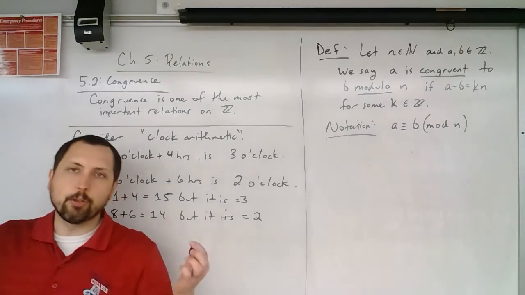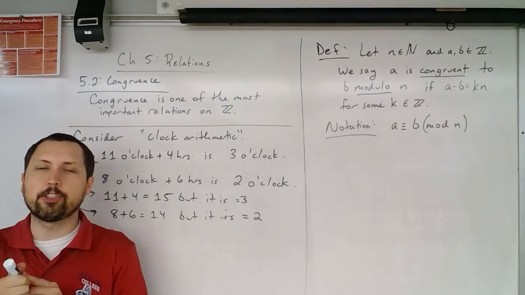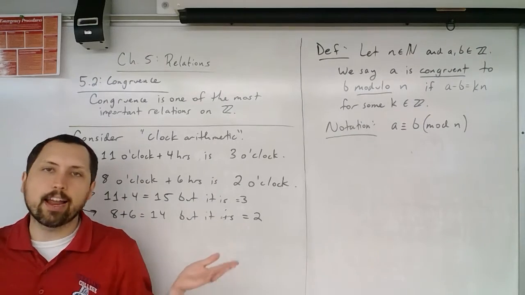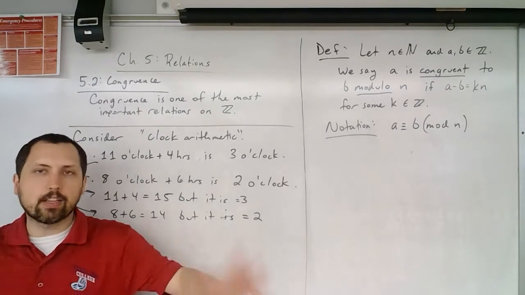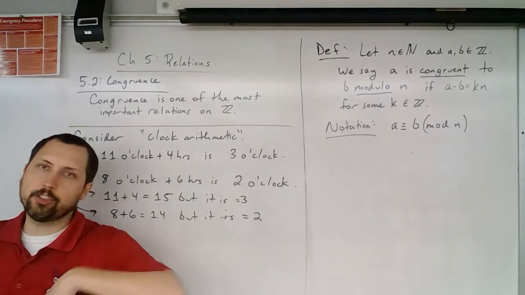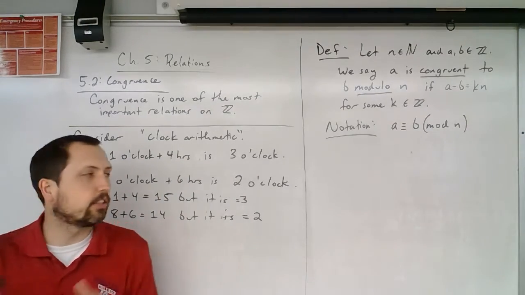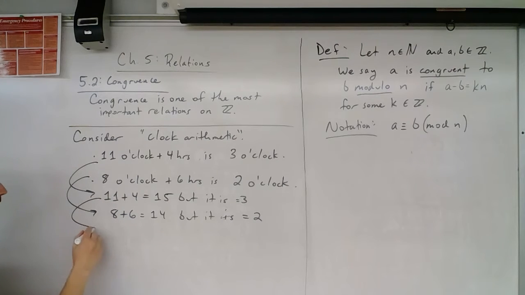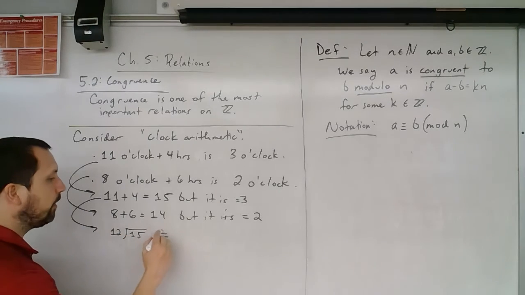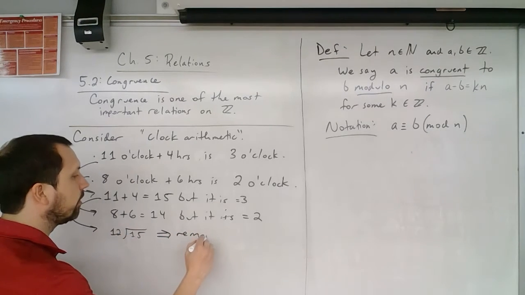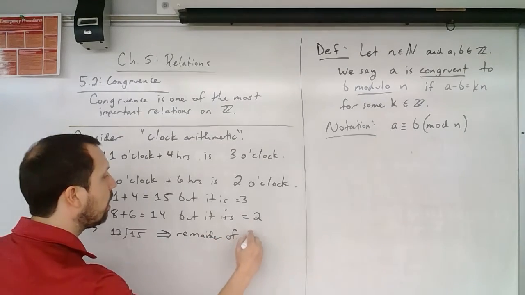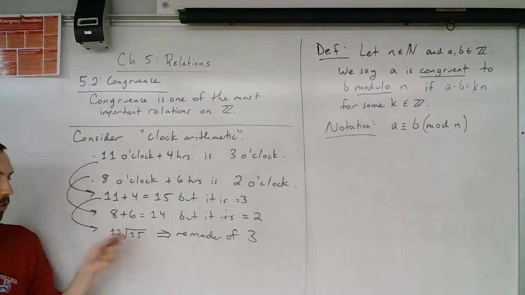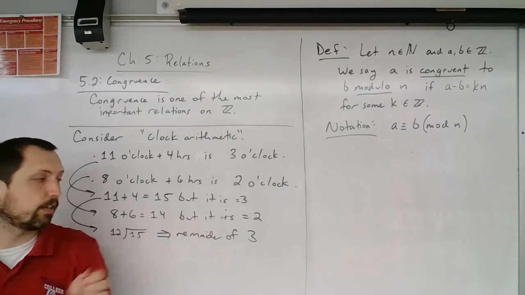Now, obviously, you're all very well-skilled mathematicians. You're like, well, obviously we know what's going on, right? We can't get bigger than 12, right? 12 o'clock is the largest that we get. Once we go to 13, we go back to 1. So what's happening here is that if we look at this case, 12 goes into 15 once, but there's a remainder of 3.